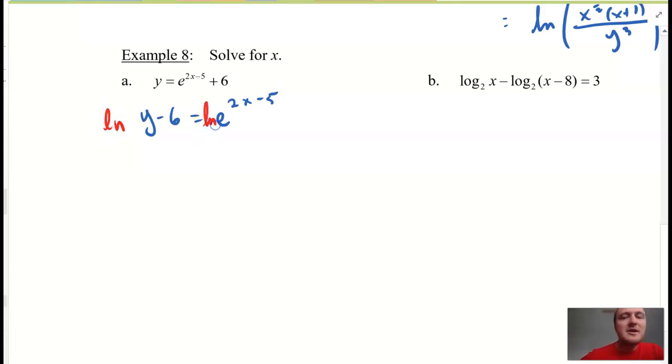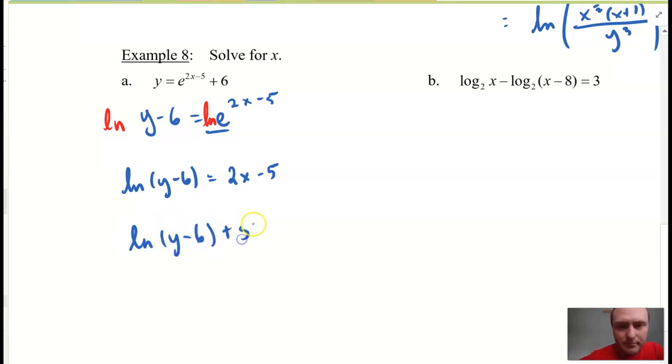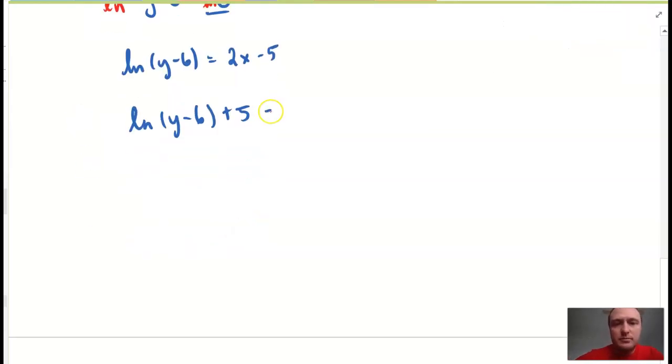And maybe you're asking yourself, why is he taking the natural log? Well, look at the base of the exponential expression on the right-hand side. It's base e. So when I take the natural log, what ends up happening is that the base cancels, right? These two are inverses. So I have the natural log of y minus 6 is equal to 2x minus 5. And I will add 5 on both sides, and then I will divide by 2. And I get x.